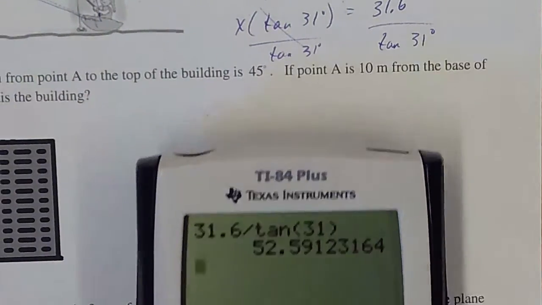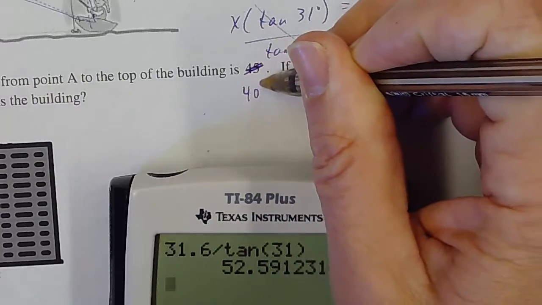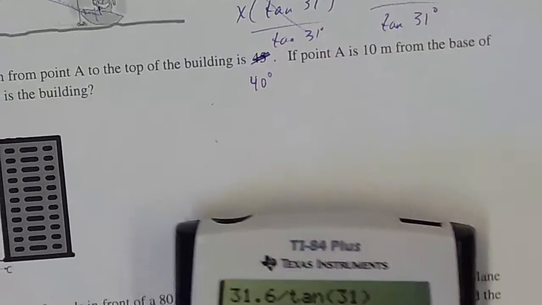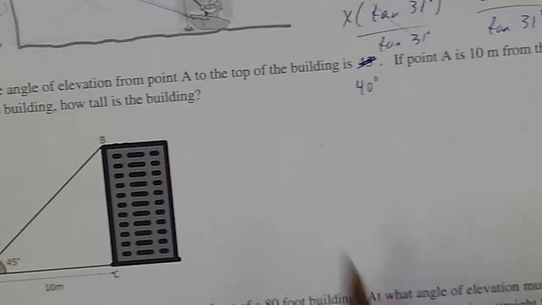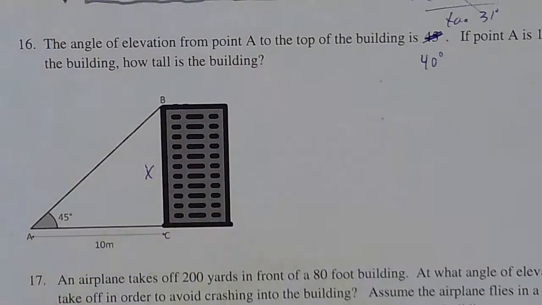Okay, now you guys try 16, but try this with 40 degrees, not 45. Otherwise, it's just an isosceles right triangle. All right, so find the unknown, which is the height of the building. So this is the unknown right here. Okay, go ahead.